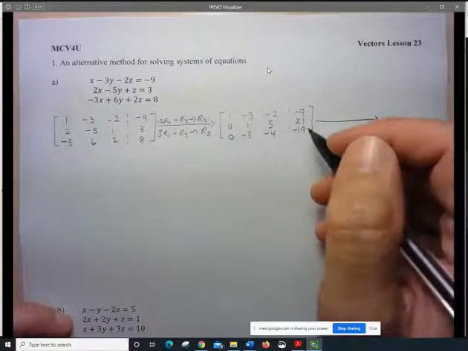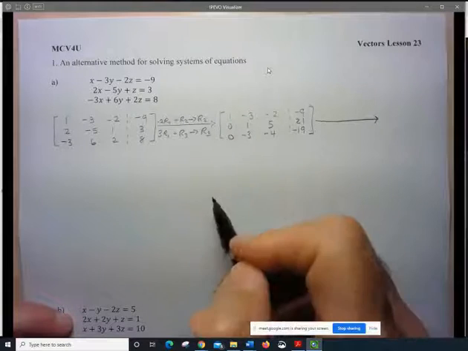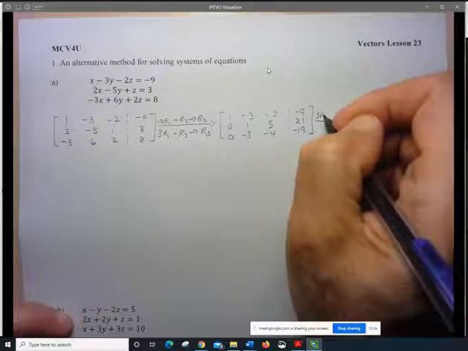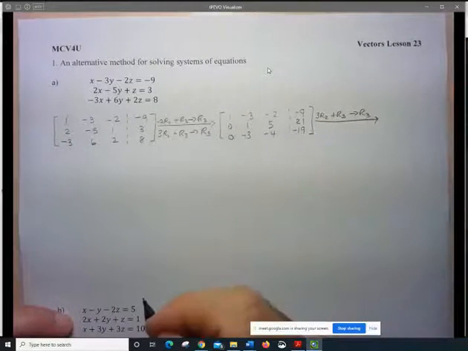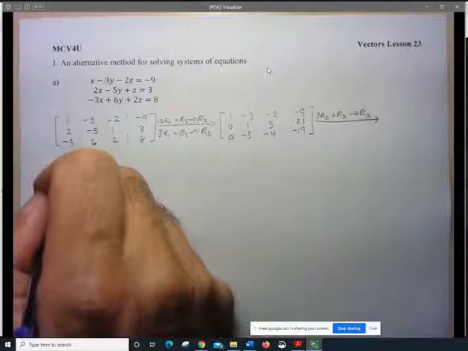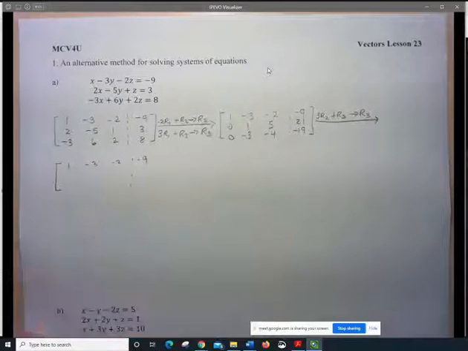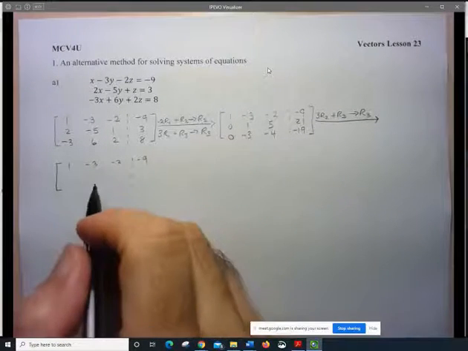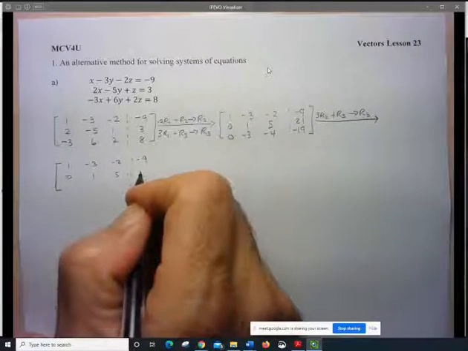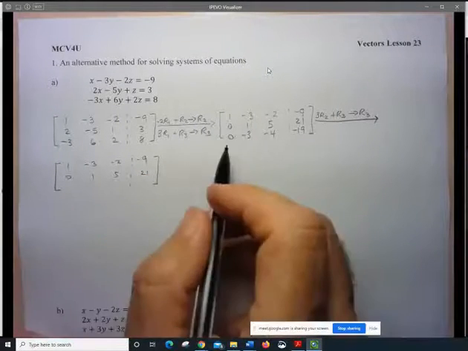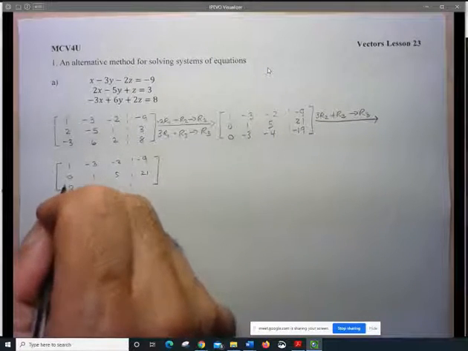So the next thing I'm going to do is I want to eliminate this -3. So I'm going to use this 1 to help me eliminate the -3. So I'm going to do 3 times R2 plus R3, and I'm going to replace R3 by this new row. So 1, -3, -2, -9. I still haven't changed equation 1. Okay, I'm not going to change row 2. Okay, and now, -3 times 0 plus 0. Remember what I promised? These things won't be affected.